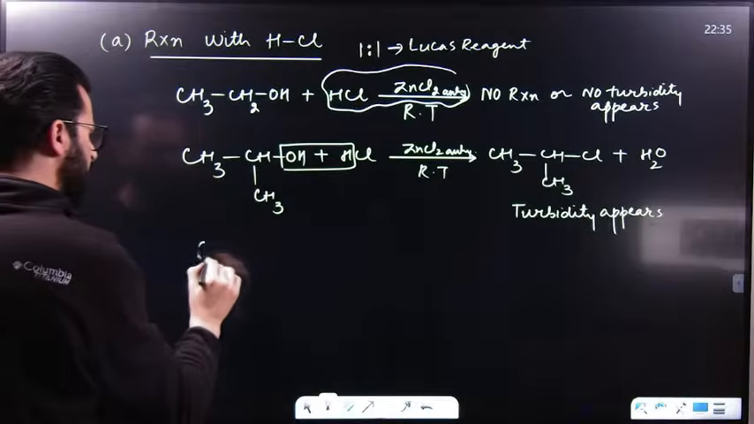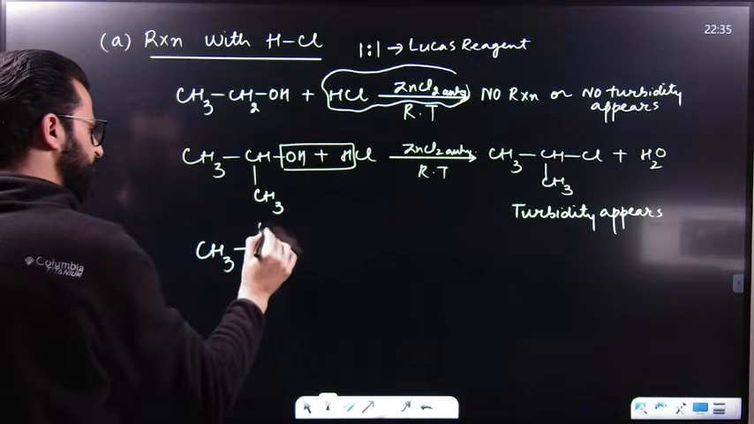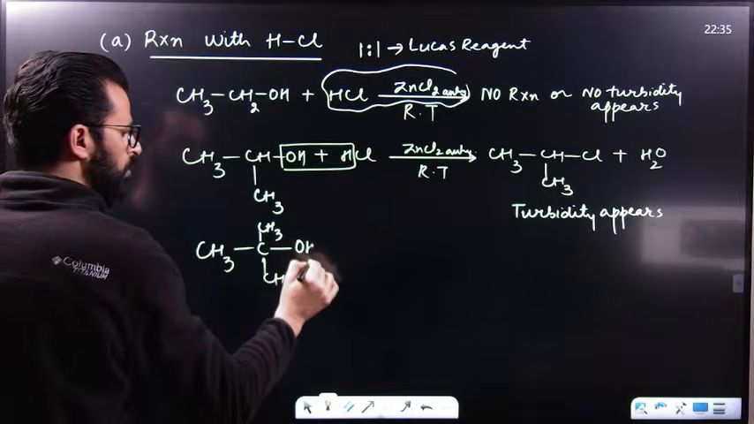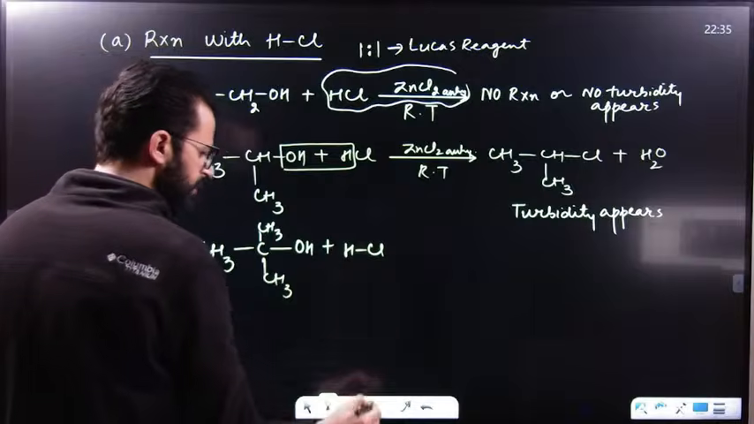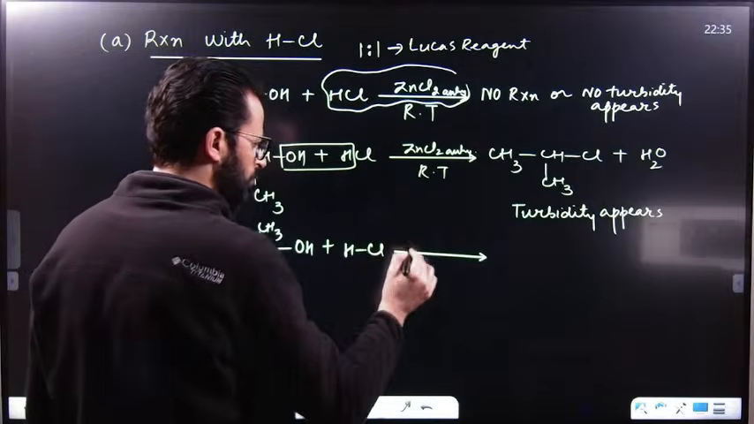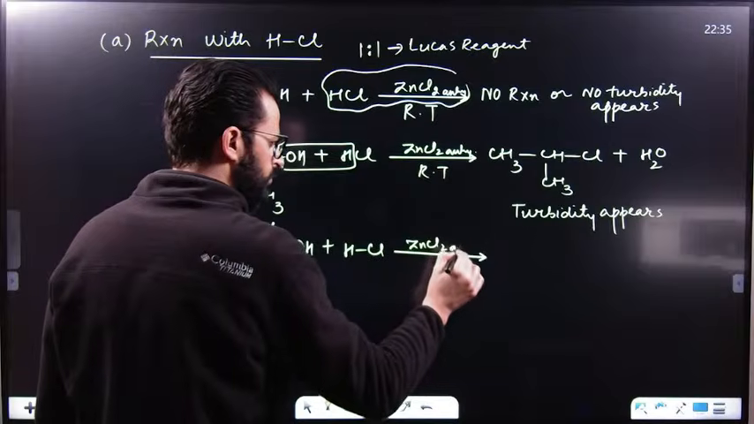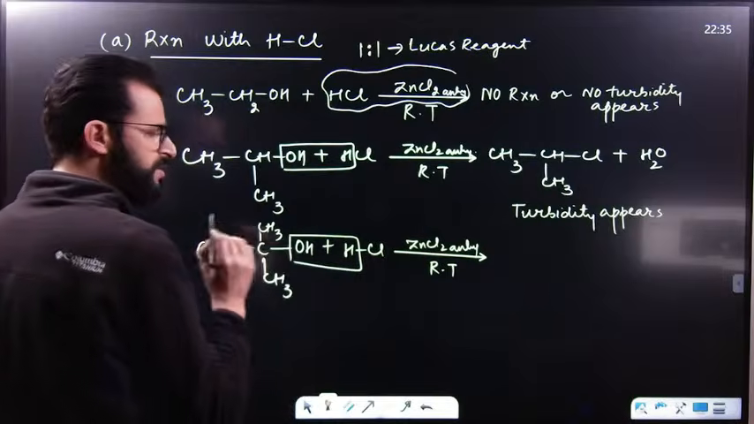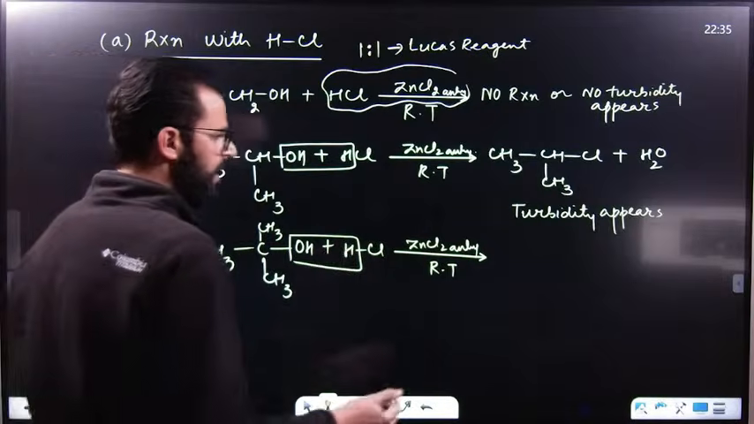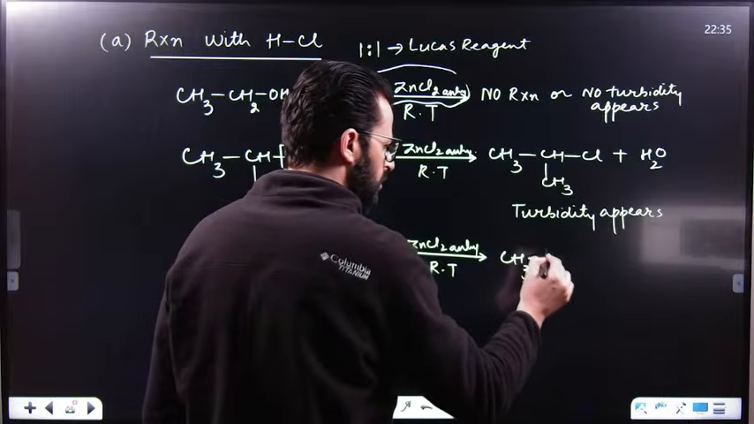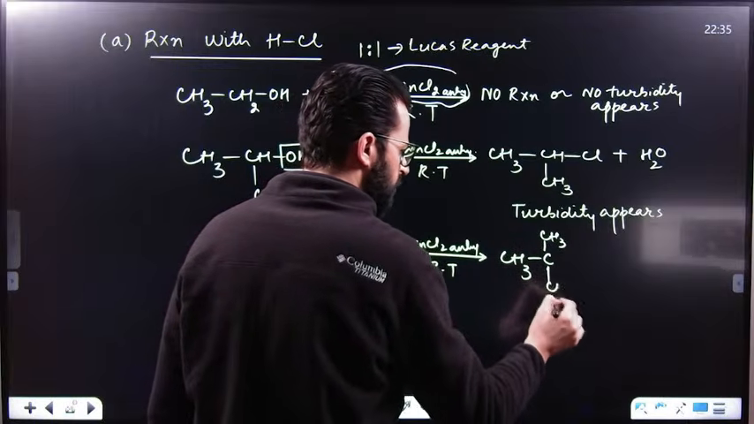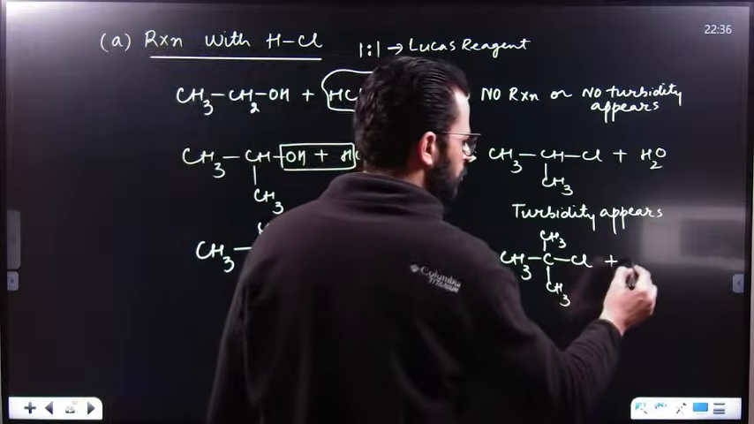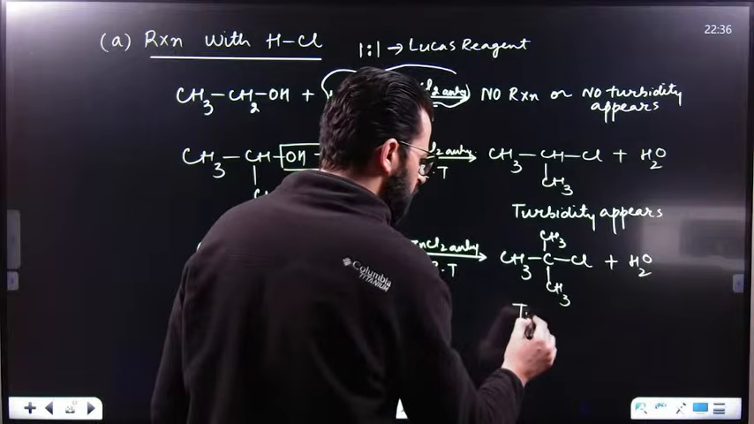Similarly, if I write down tertiary alcohol, and treat it with Lucas reagent. Have a look, and try to understand. What will happen? Water will be lost. This OH will be lost, and instead of OH, Cl will take the place of OH, and it will result in the formation of tertiary alkyl chloride. In nutshell, alkyl chloride will be formed. Hence, turbidity appears once again.